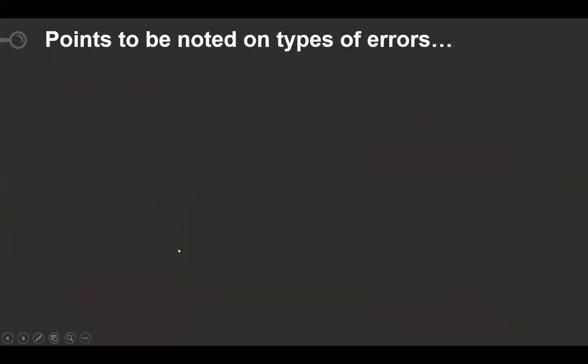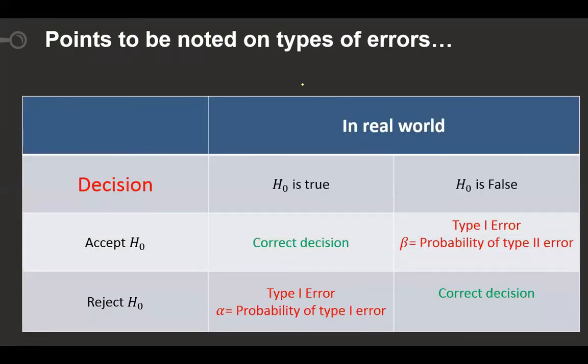Previously we have done a t-test. The t-test is also hypothesis testing. So once you read this hypothesis testing and go to the t-test, it will be easy for you. Now, points to be noted on types of errors. Whatever we have studied in the previous slide, I'm going to show it here.